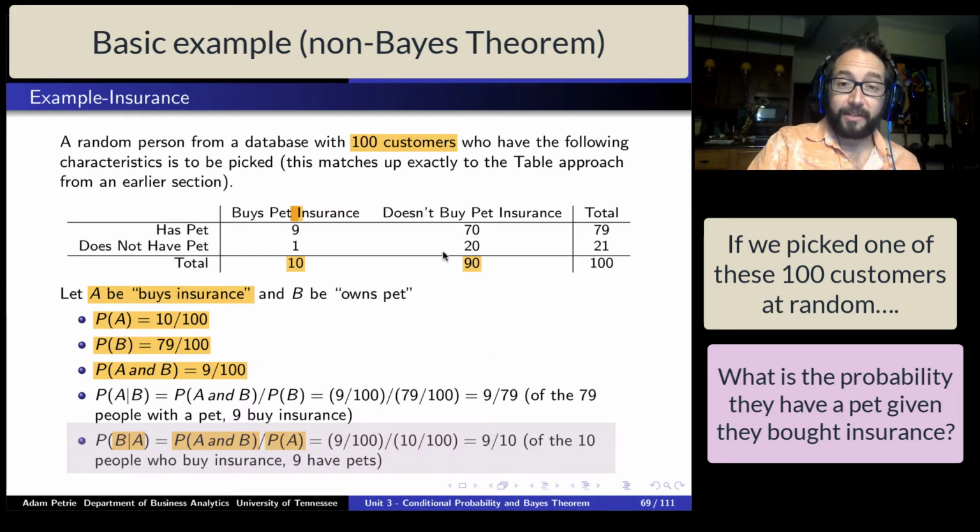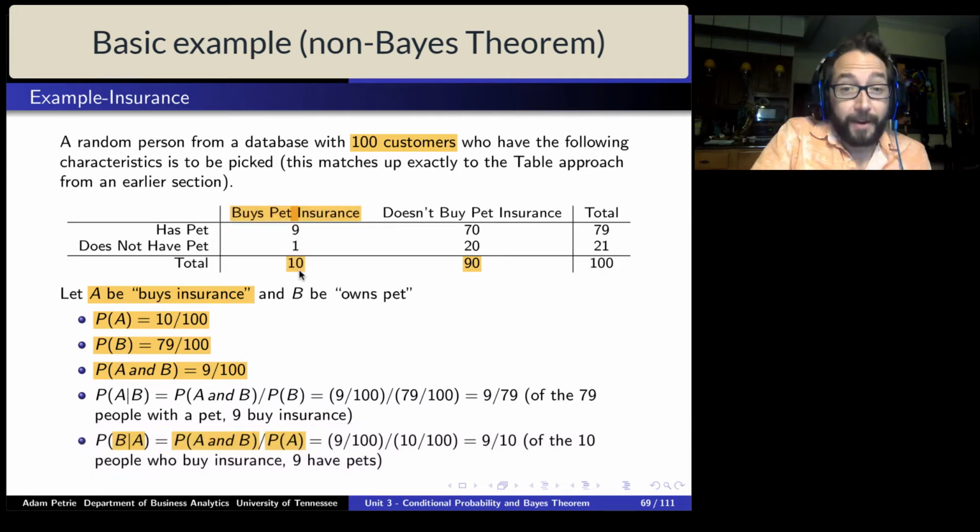Easy to look at with this table as well. If I know that someone has bought pet insurance, then I know that we're living somewhere in this column. Our reduced sample space are these 10 customers. Our original sample space was 100, but once we condition on the fact that they've bought pet insurance, we know we're dealing with one of these 10 customers. And if one of them is randomly picked, well, we see that 9 out of those 10 customers have a pet. So the probability works out to be 90%.